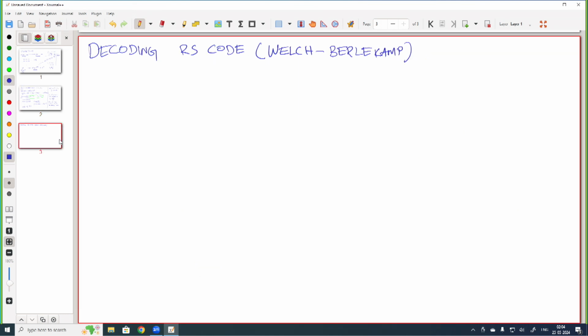Decoding Reed-Solomon codes is somewhat of a clever algorithm. It tries to basically reformulate this problem as solving a linear programming question, essentially sort of solving an LP. Okay. So, let us see how that is done.